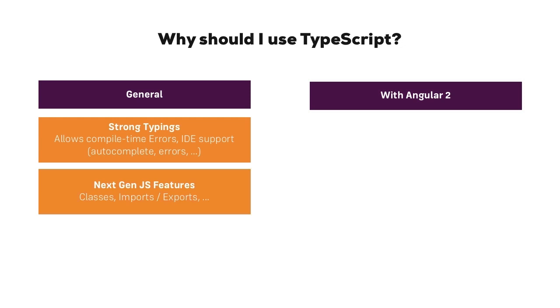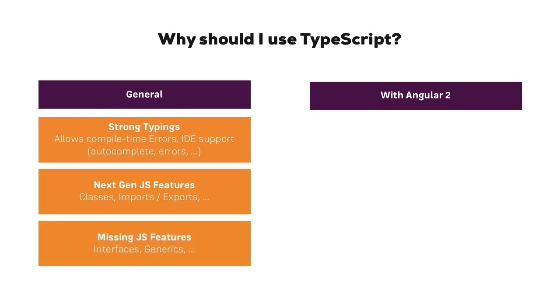Another reason is that you can use next generation JavaScript features today. For example, classes, imports and exports, so that modular multi-file approach. And as I explained, some of these things will be transpiled into today's JavaScript, so prototypes and so on. And some things might be left out, but are still usable with the TypeScript compiler to give you errors and so on. Another reason would be that you get missing JavaScript features like interfaces or generics.